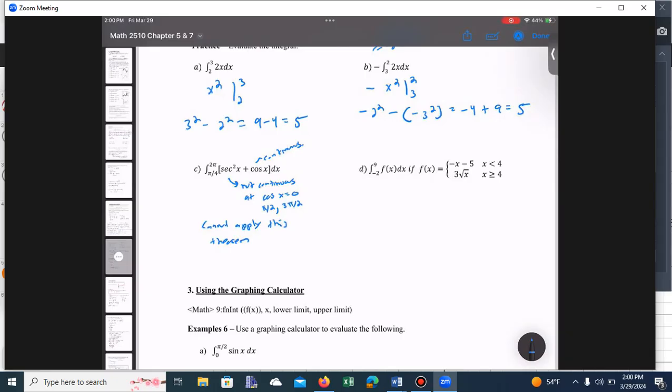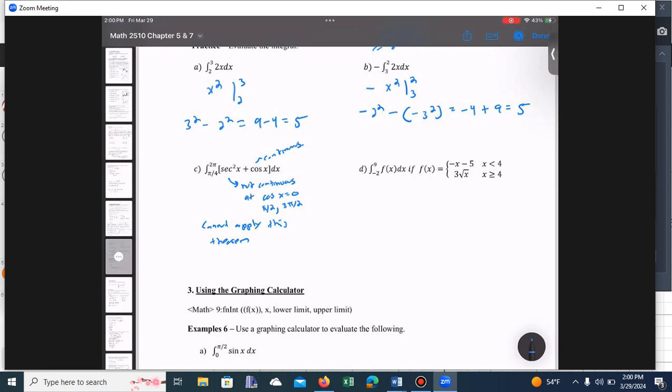That is something you have to watch out for, that you're looking at things that are continuous on that limit. So if we had something like, let's say, pi over 3 or pi over 6, that wouldn't be a problem, because secant squared is continuous between those intervals.